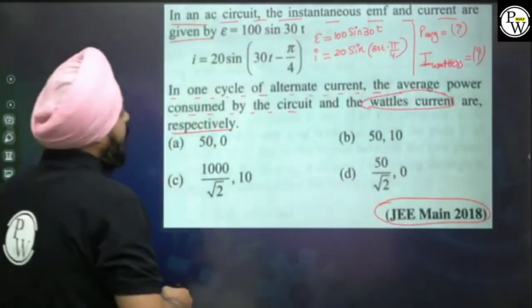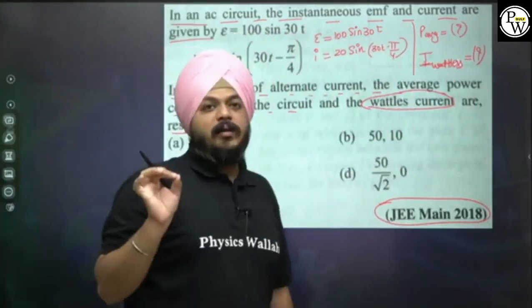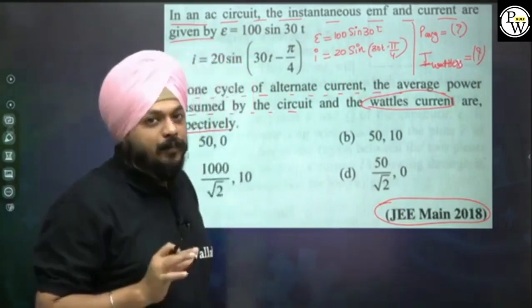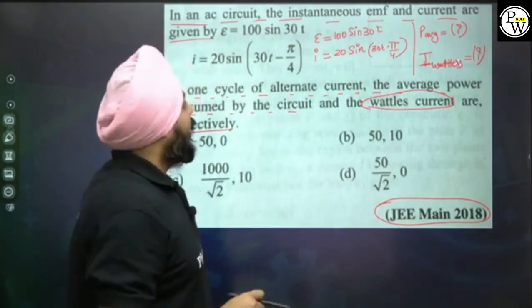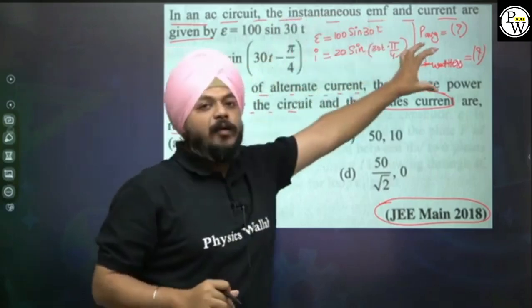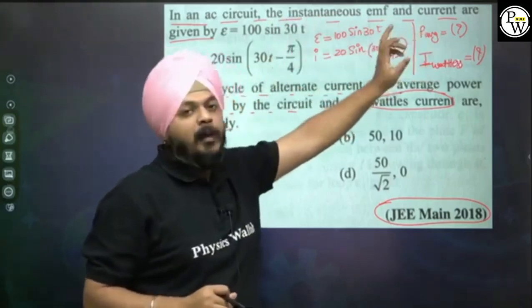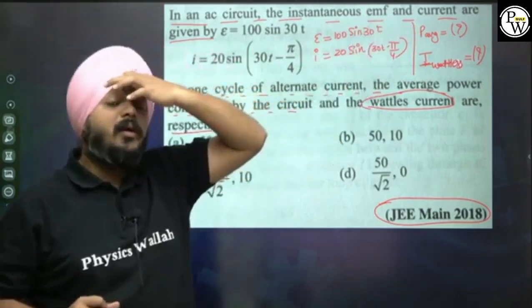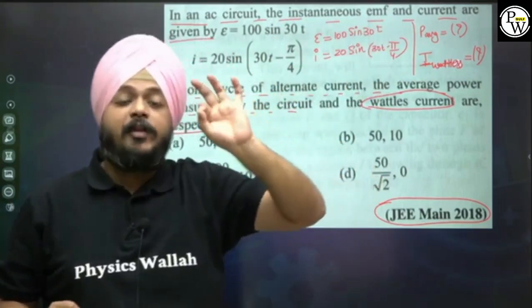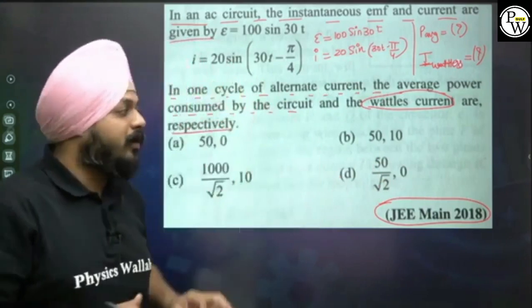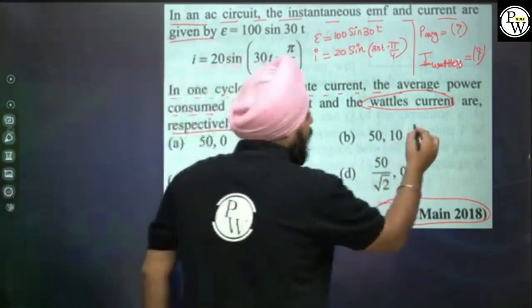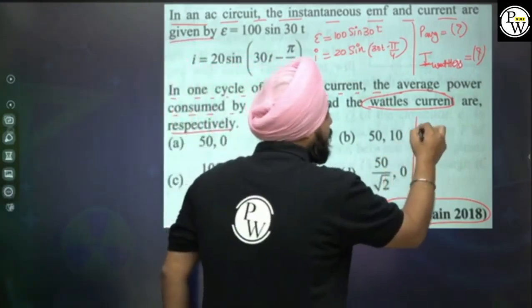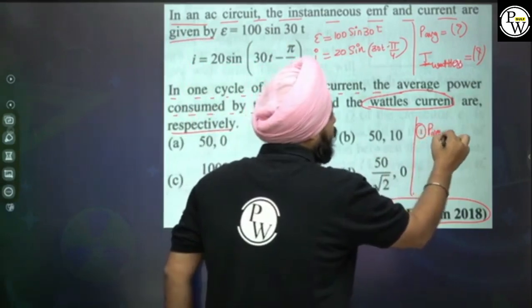First of all, it reminds us of a very simple formula. The data given is this, and we need to evaluate this part. First of all, what is the formula of the average power consumed in the circuit? Here I am going to write down the formula of the average power consumed in the circuit.